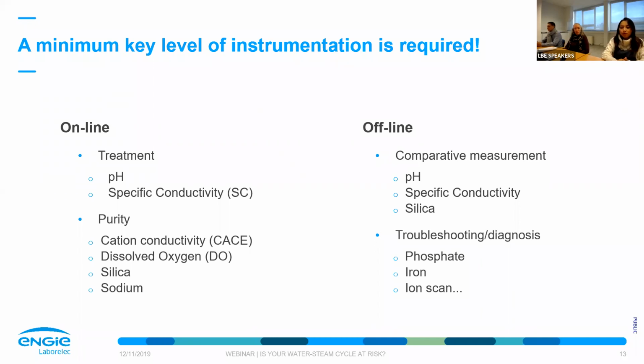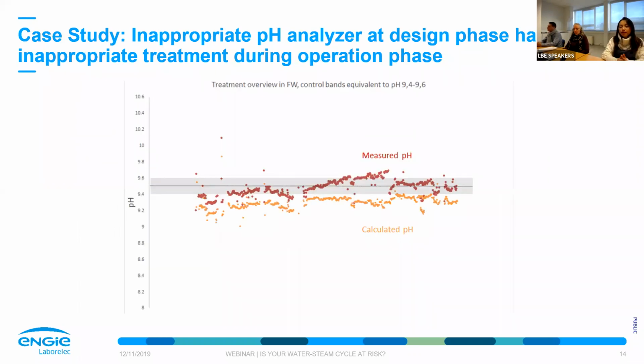What about offline measurement then? It is required to do comparative measurement, such as pH, specific conductivity, silica, and in case of troubleshooting or diagnosis where you need to have additional parameters to better understand the situation. And then once again, I will end this second topic with a case study.